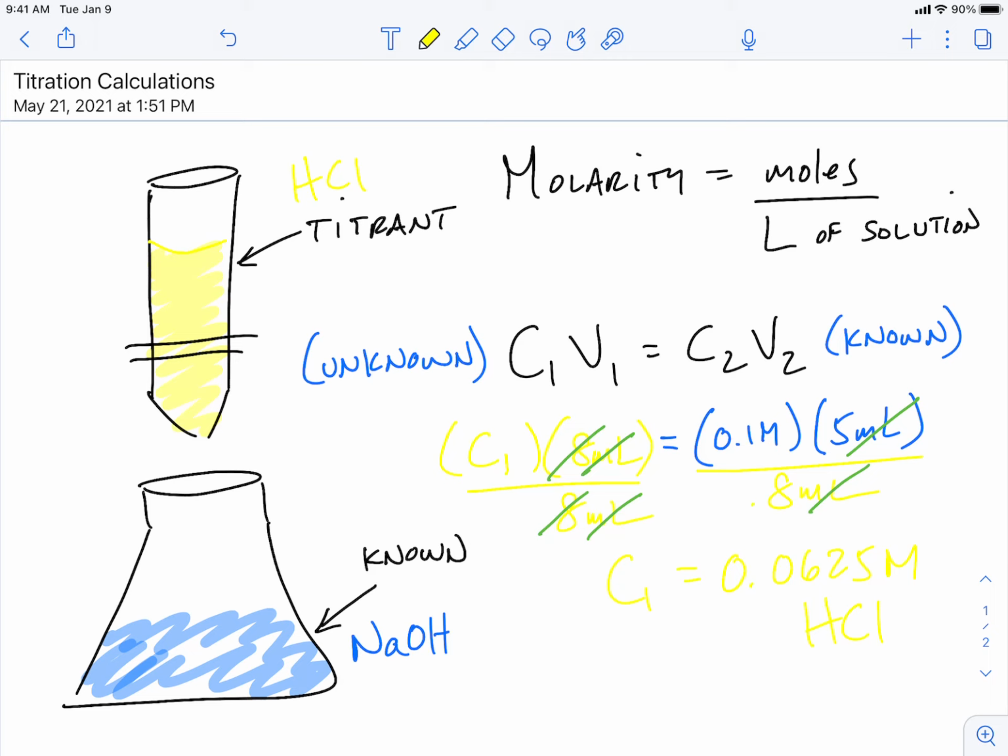That's how we would determine the concentration of our titrant and how we would proceed with any type of titration calculations. It's possible that we know the value that's in our Erlenmeyer flask, or we might know this for certain. But either way, we could use this formula to solve for the concentration of some unknown.